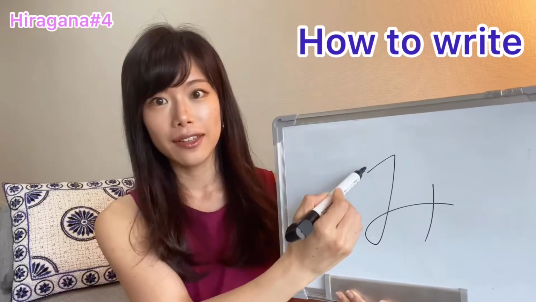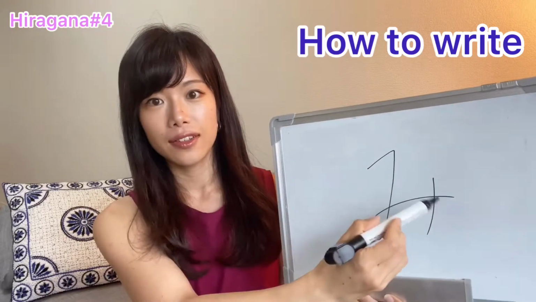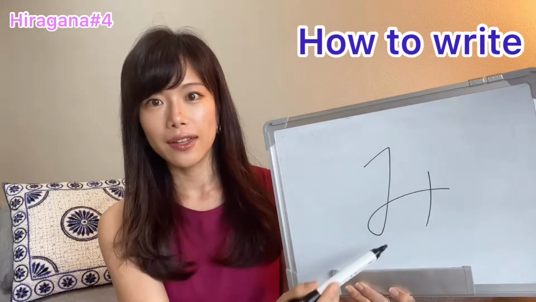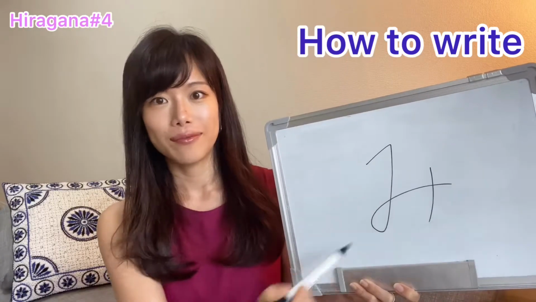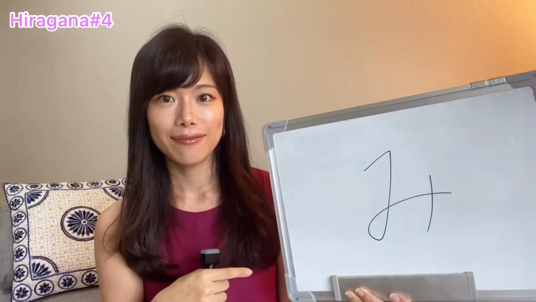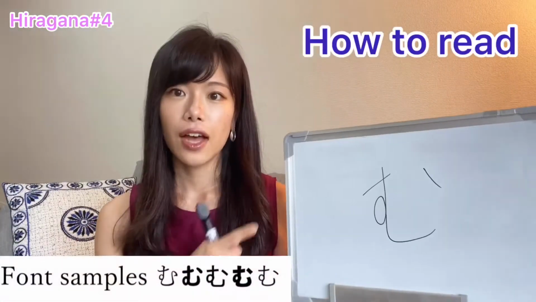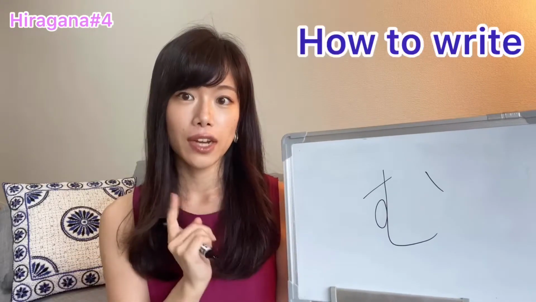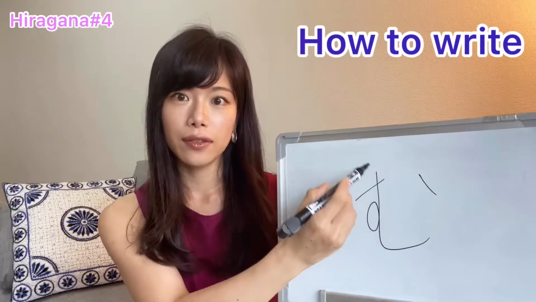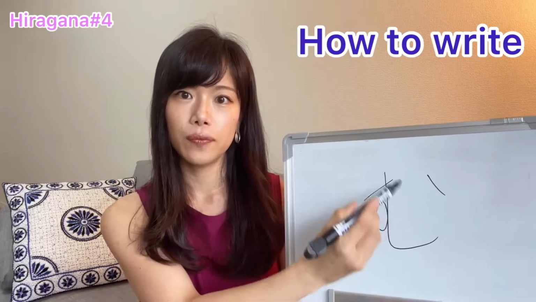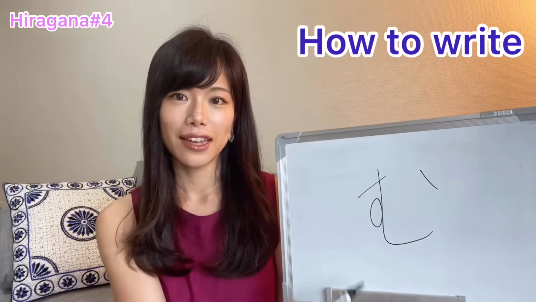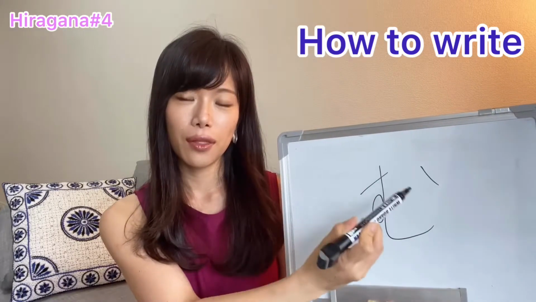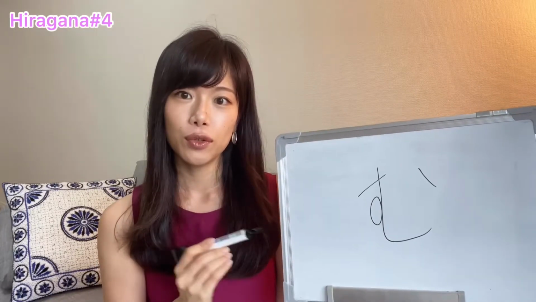How to write me? 1, 2. Once again. 1, 2. Me. Mu. How to write mu? 1, 2, 3. Once again. 1, 2, 3. Mu.